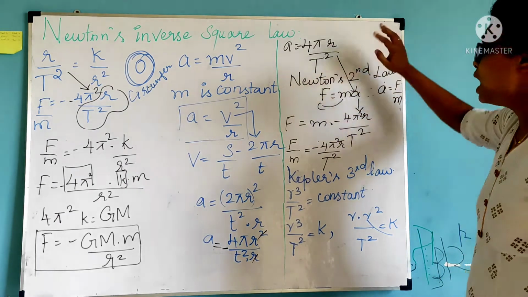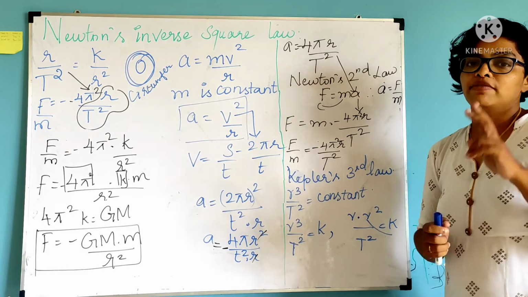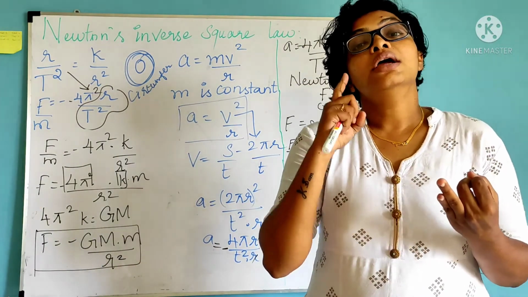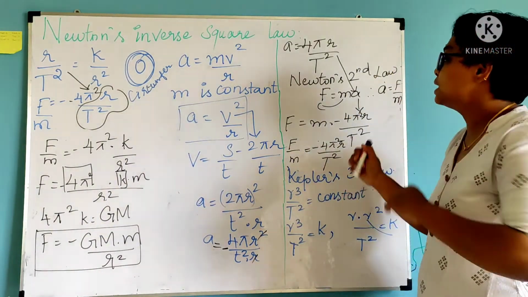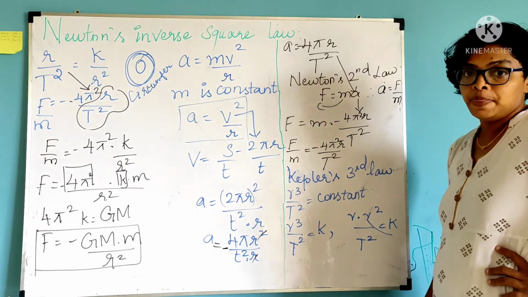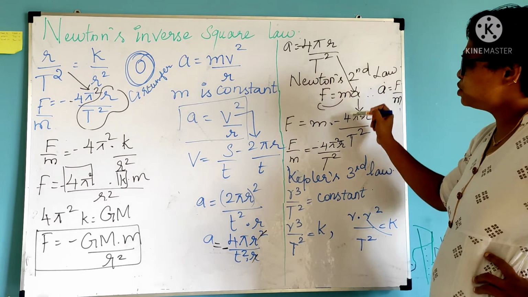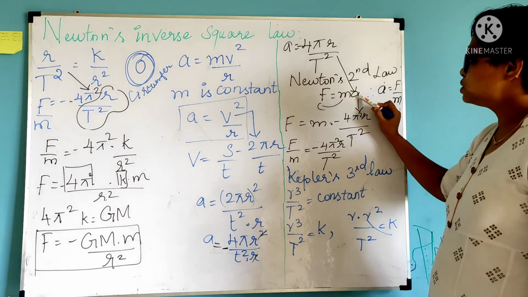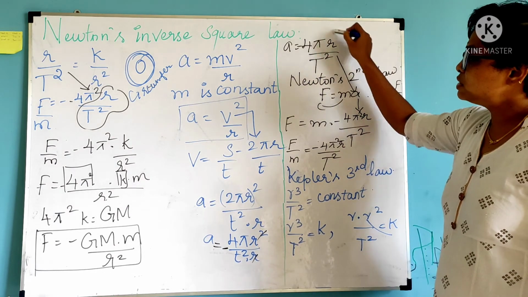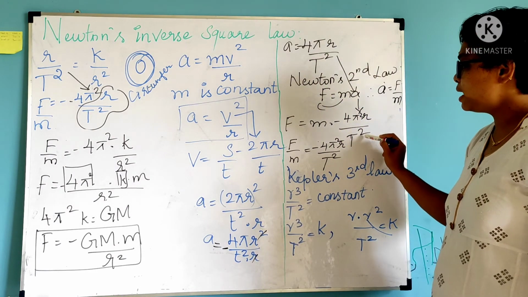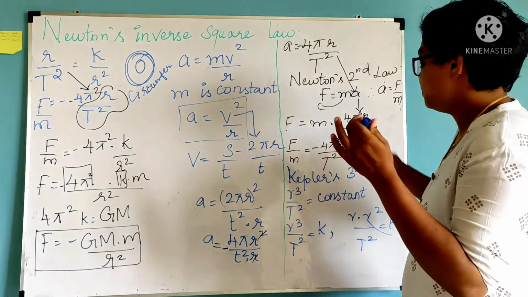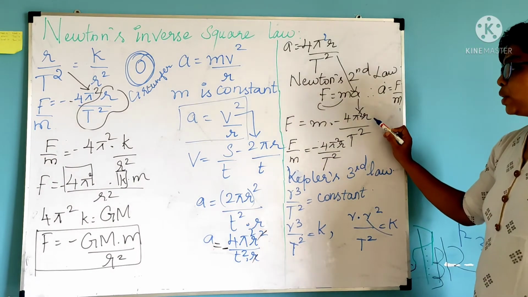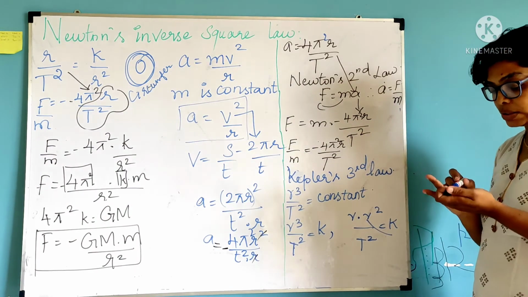Is it clear up to this? Next step, we are going to implement two laws here. One is Newton's second law and one more is Kepler's third law. Newton's second law, F is equal to ma. So instead of a, we can substitute. We don't even need to bring in this m, all those things. Straight away we can substitute the value of a: minus 4 pi square r divided by t square.